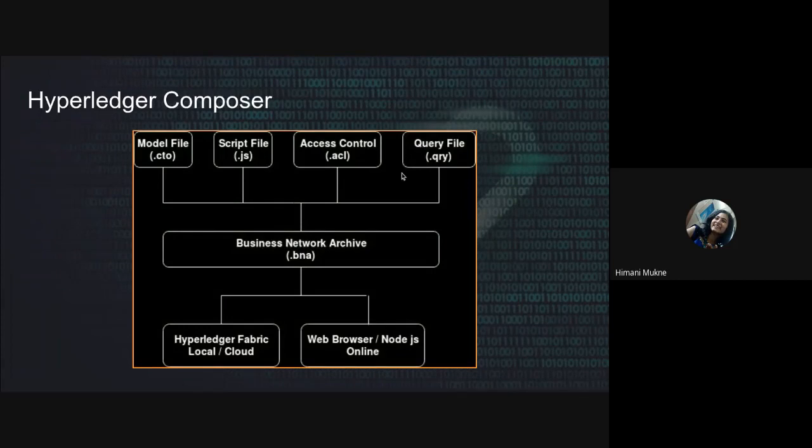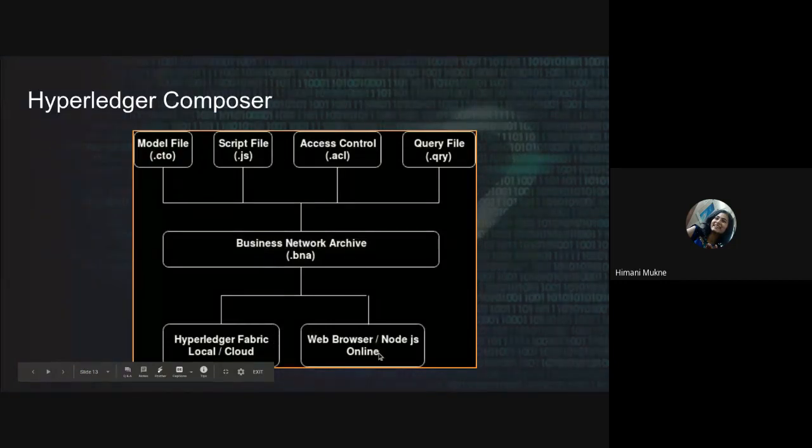Now, that entire business network archive, along with a card file, goes to the Hyperledger Fabric cloud, or it can be stored locally. If you're running on an Apache web server, you would display the blockchain on the localhost. So you can put it on the local machine, or you can put it on the Hyperledger Fabric cloud, for your network to be available across platforms and across networks. You can put it on the web browser, you can put it online, you can put it wherever. Next.